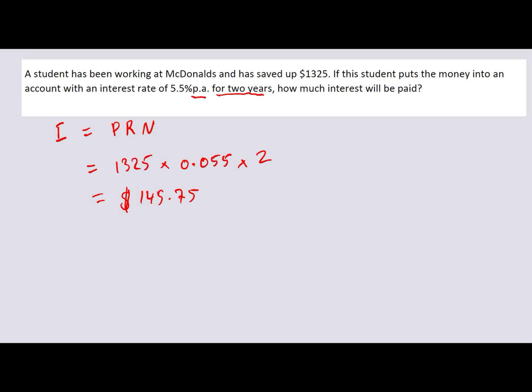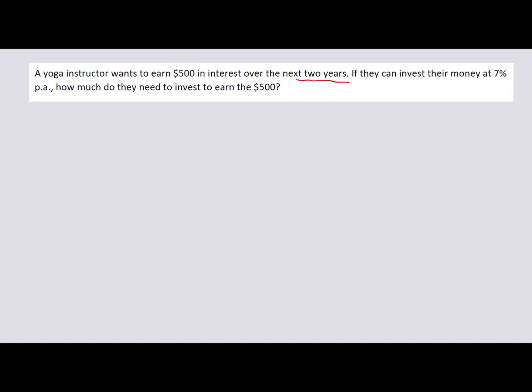Okay? And that's the answer because we were asked how much interest will be paid, not the total amount at the end of the 2-year period. So this is just the interest. The total amount would be this interest added to the principal. But that's not what it asked for. Okay? Right, second question. Stop the video and have a go.